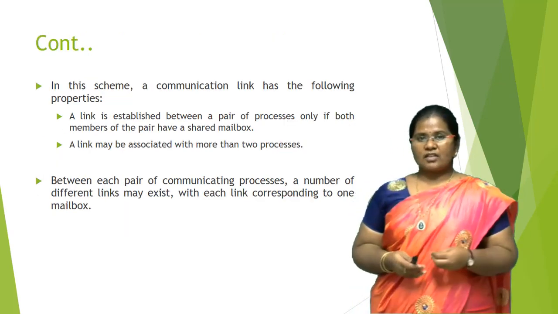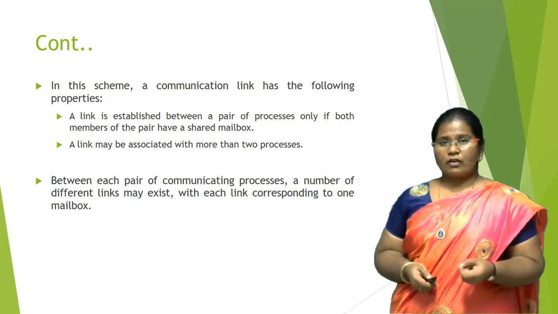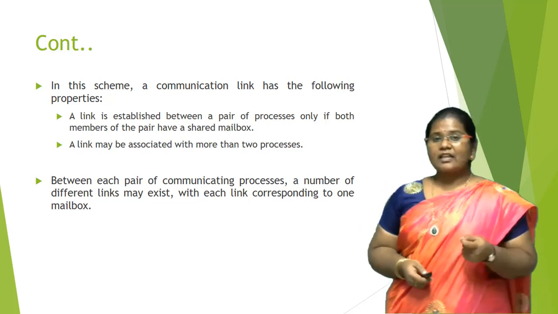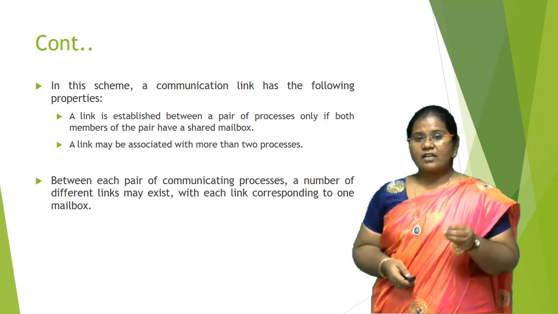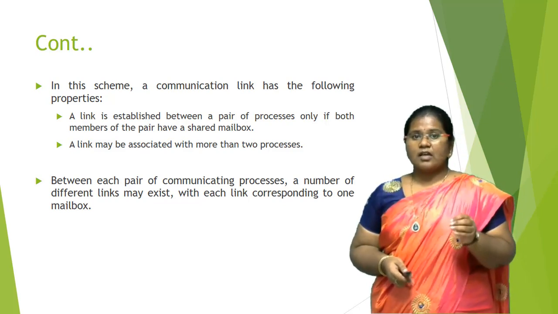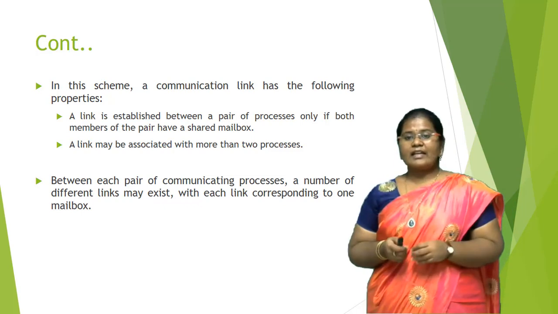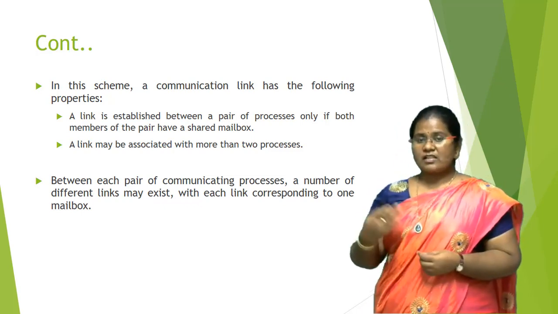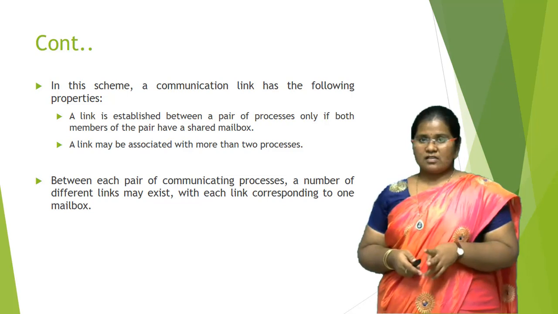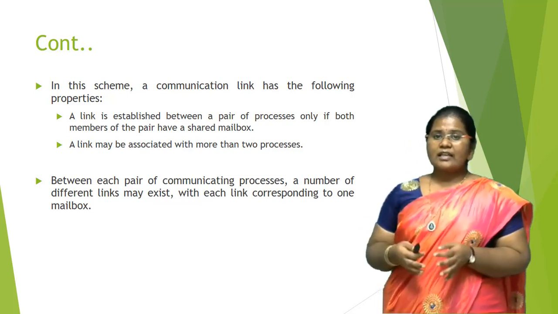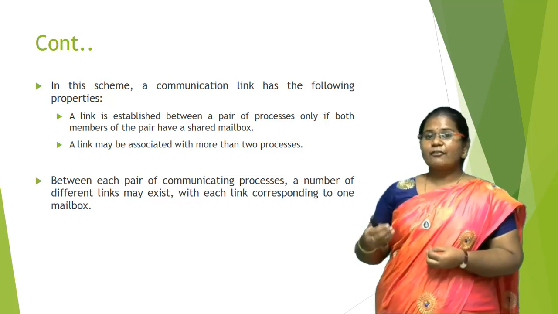So in indirect communication, the communication link between these two processes will have the following properties: the link is established between a pair of processes only if both members of the pair have a shared mailbox. We have discussed, if there is no shared mailbox, then there is no communication between these two processes. And a link may be associated with more than two processes. Whereas in direct communication, a link can have exactly two processes, a sender and a receiver. Whereas in indirect communication, a link may be associated with a number of processes. That's why here a receiver can receive messages from different senders.